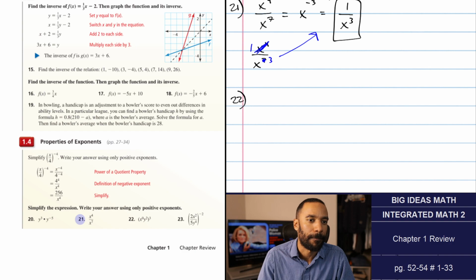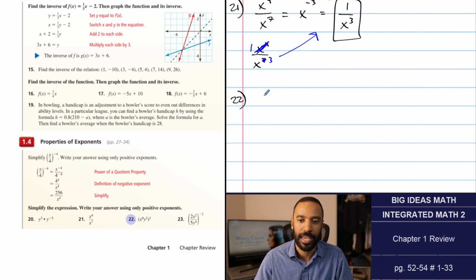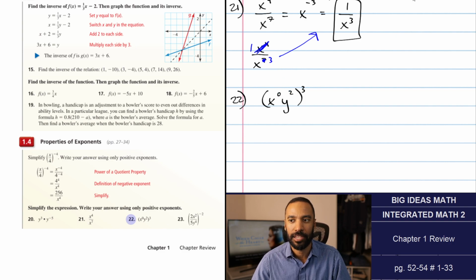Number 22. X to the 0 times y squared, quantity cubed. It looks like they're not trying to get complex problems. They're just trying to hit every property base that we're going to have. So x's and y's can't like mingle with each other. Like I don't add these exponents. They stay separate. And by the way, x to the 0 power is just 1. And 1 times y squared would just be y squared. I can happily just get rid of that.